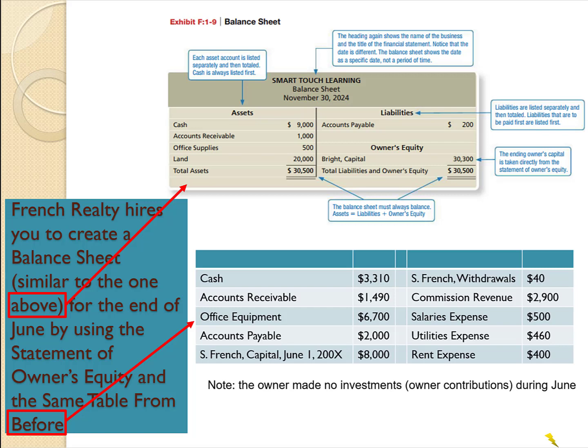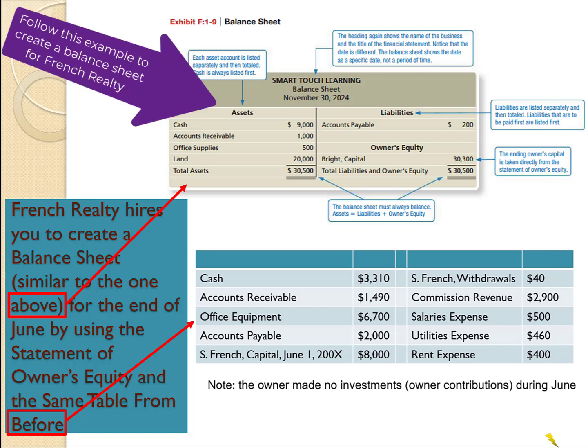So we're almost done creating the 3 financial statements for French Realty. Previously, we created an income statement and a statement of owner's equity for the company. And French Realty has also hired you to create a balance sheet similar to the one above for the end of June by using the statement of owner's equity that you just created in a previous video and from using the same table data as from before. So get out a piece of paper, pause the video, and create a balance sheet for French Realty.